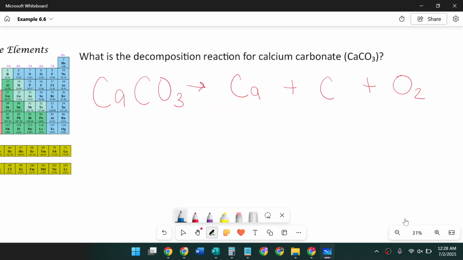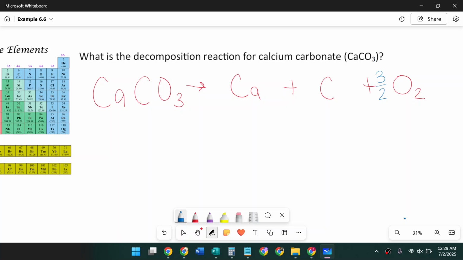So let's look at our numbers here. Calcium has a 1 on each side. Carbon has a 1 on each side. Oxygen has a 3 on the reactant side and a 2 on the product side. So it's just like the other one. We could again do the same thing that we did last time where we multiply them by the opposite. We can also do the fraction thing that we did in example 6.5 where we multiply this one by 3 over 2 because 3 over 2 times 2 is just 3 and that fixes it.